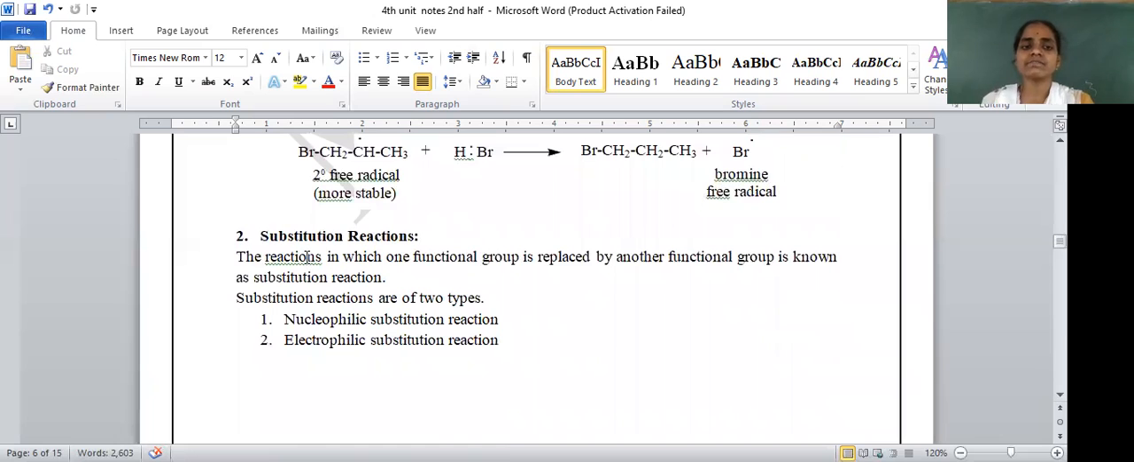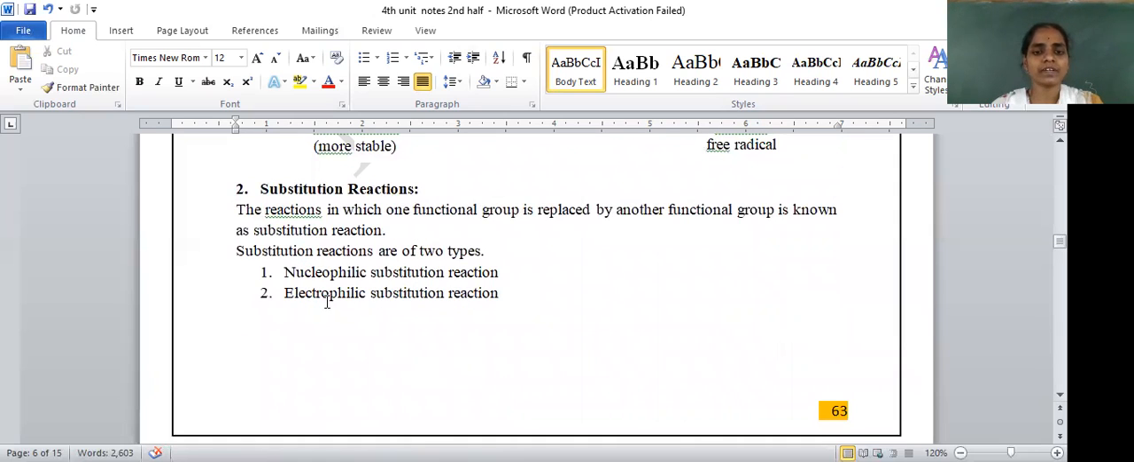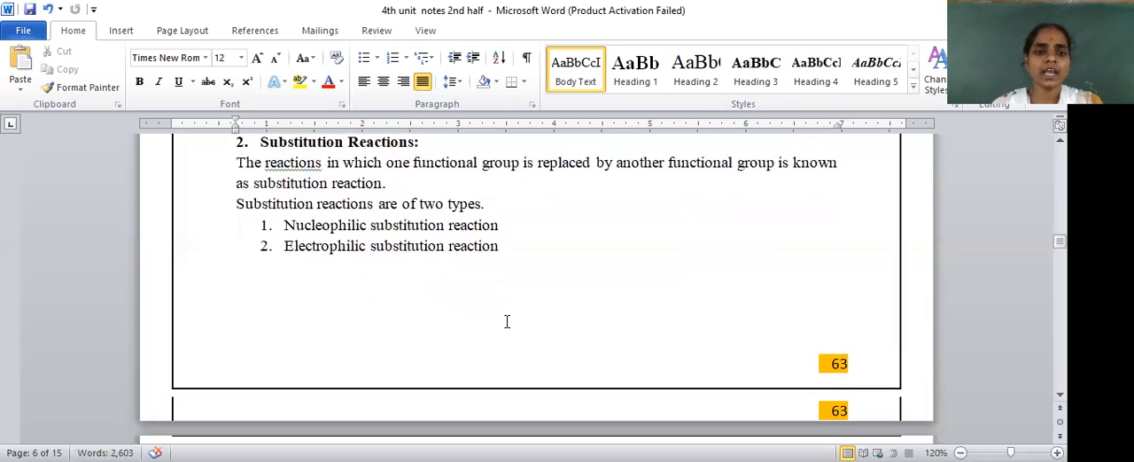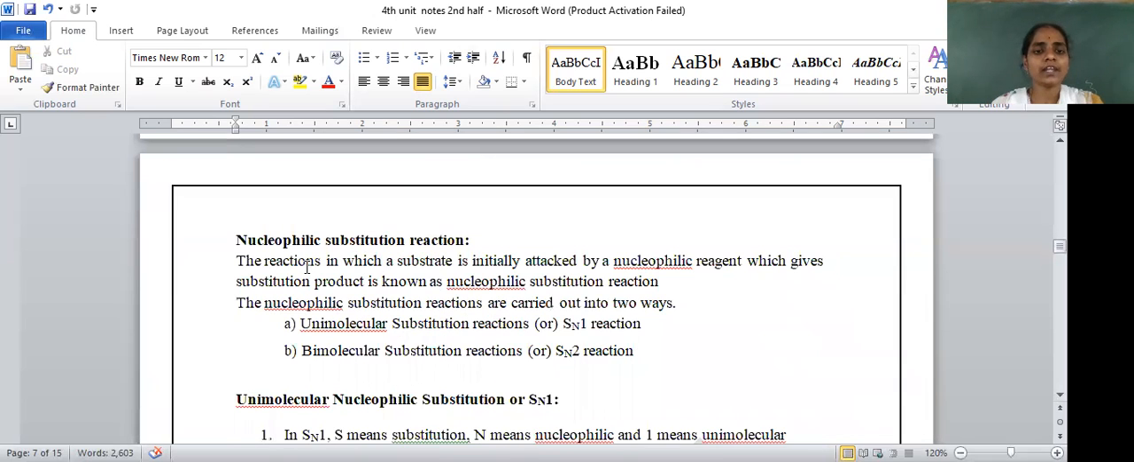Next we will discuss substitution reactions. Substitution reactions are again of two types, nucleophilic and electrophilic substitution reactions, where there is a substitution with different groups, based on the electrophile and the nucleophile. In our syllabus, only the nucleophilic substitution reaction is there.